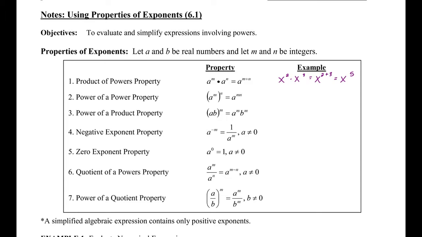The next one is the power of a power property, which says if you have a base raised to a power raised to another power, you can simplify it by multiplying the exponents together. So if I have x cubed being raised to a power of 4, I can simplify it by keeping the base and multiplying the exponents together.